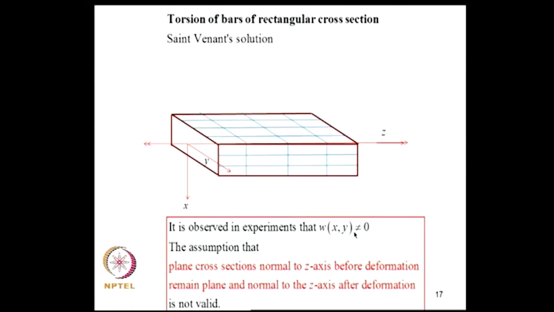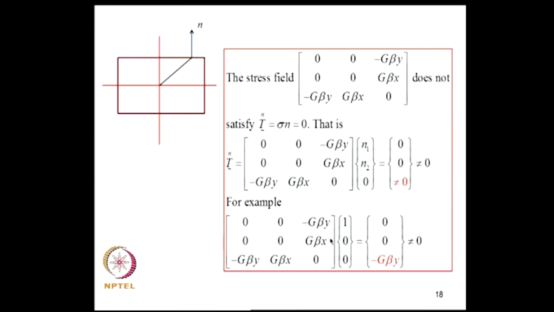The consequence of that is that the assumption we made earlier for a circular bar with circular cross section, that a plane cross section normal to the z axis before deformation remains plane and normal to the z axis after deformation, is no longer valid. This function W of x comma y is known as the warping function. Now, we need to account for warping of cross sections and develop the appropriate solution.